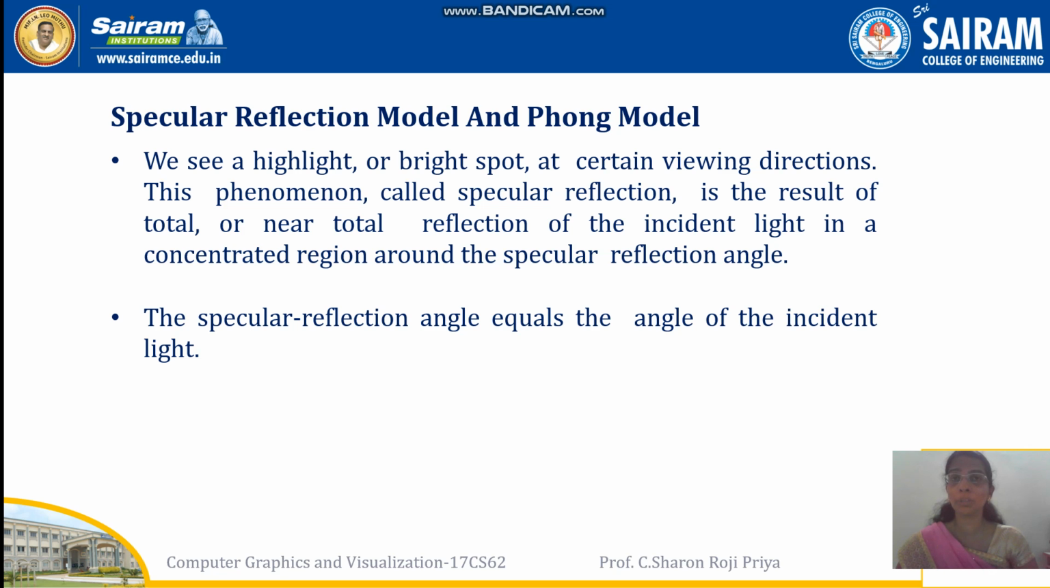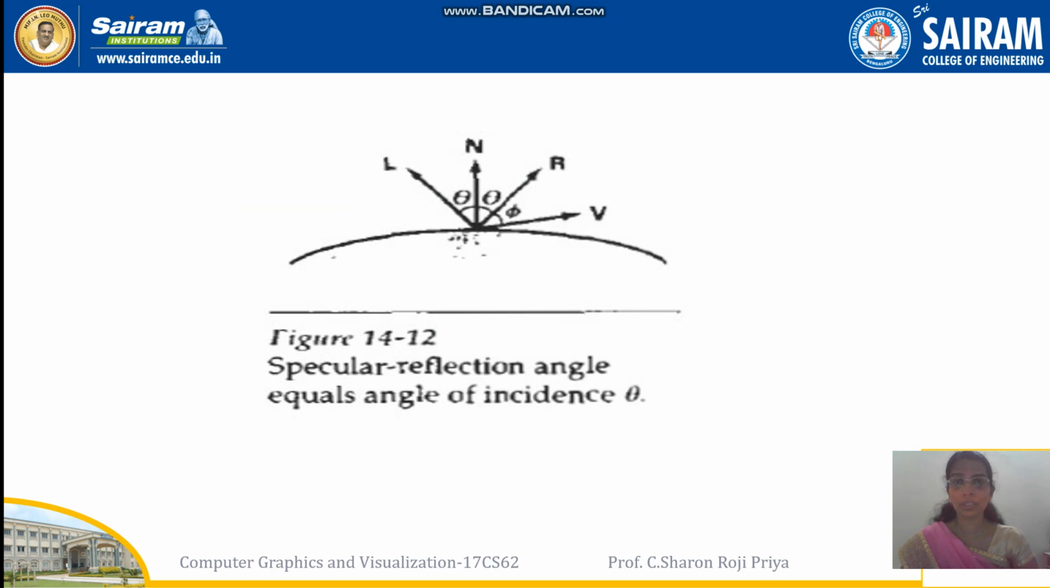And we have seen in the previous video that, in addition to this diffuse reflection, we have spotlight or focus light known as specular reflection. Specular reflection occurs when the total intensity of light, or near to the total intensity of light, is concentrated on a specific region. And we know in specular reflection the angle of reflection equals the angle of incident light. This is the diagram for specular reflection.